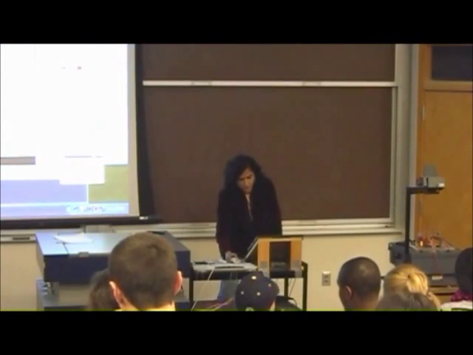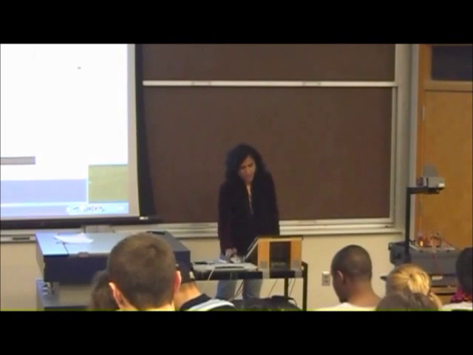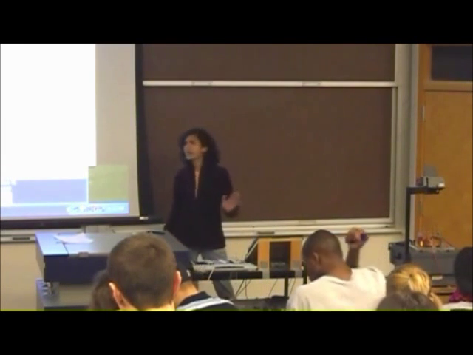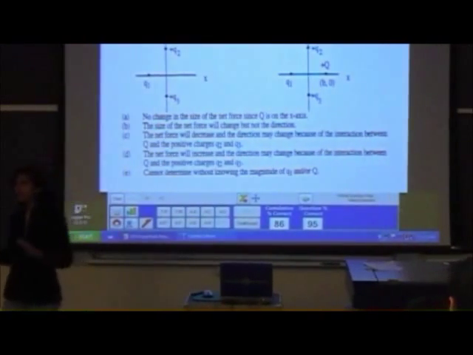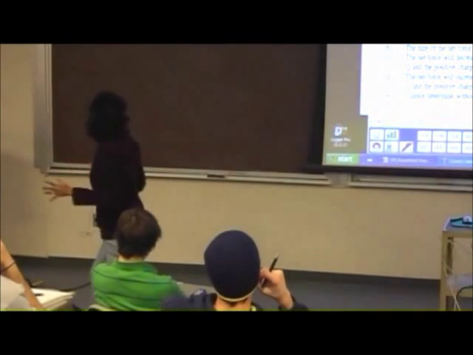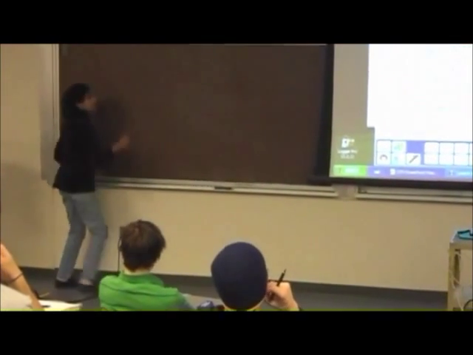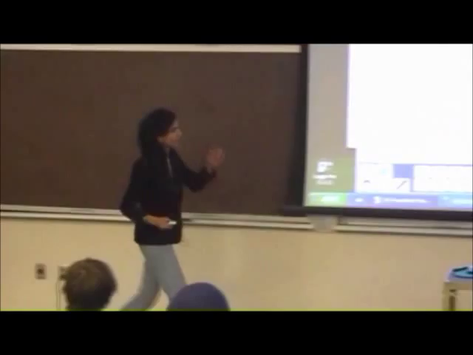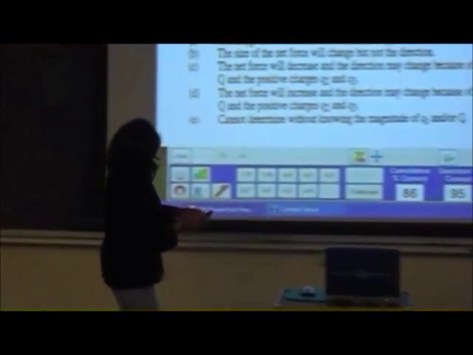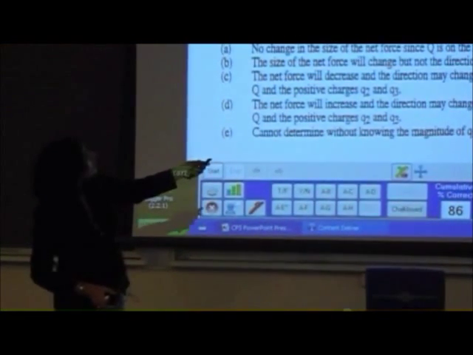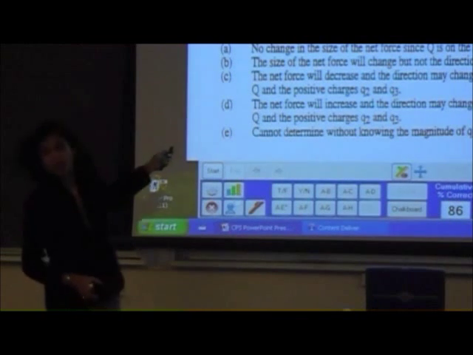Now, in order to figure the answer out, the first thing we have to figure out is what is the sign of Q1? Is it a positive charge or a negative charge? Negative. Right, it has to be a negative charge. How do we know this? The reason we know this is because we have been told that Q1 has a net force that points along the positive x-axis.